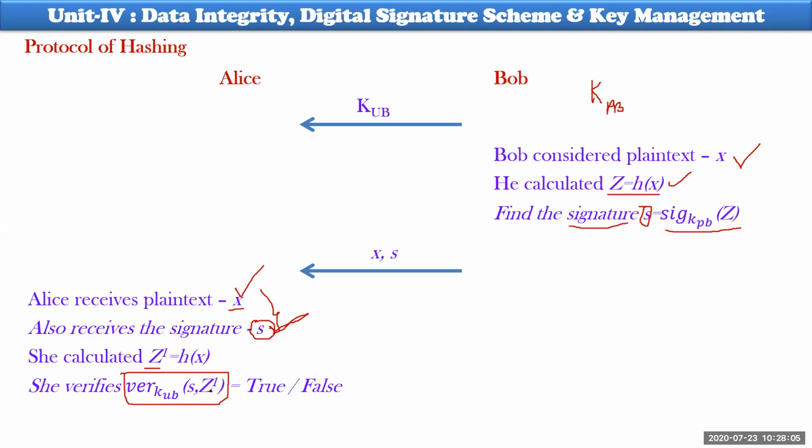If S and Z prime are not the same, that is, the verification is false, then whatever plain text was received is false. It is not genuine. You can discard it and ask Bob to transmit one more time. This is the protocol, where exactly it happens here. Based on this particular protocol, we will identify whether the received document is proper or not.